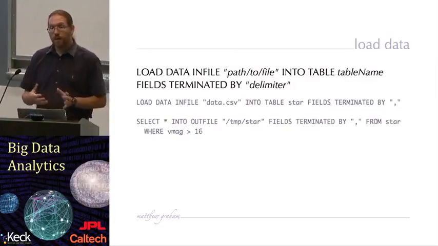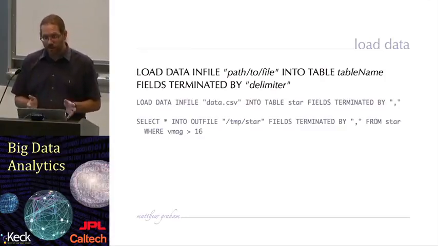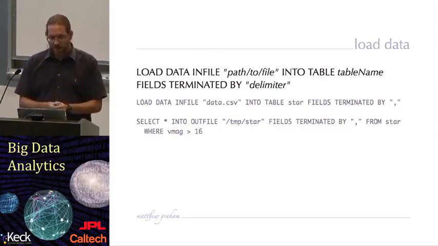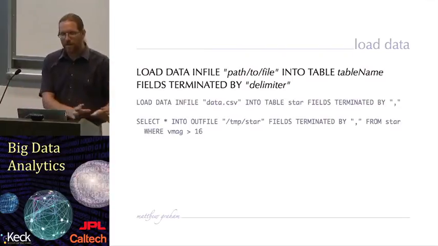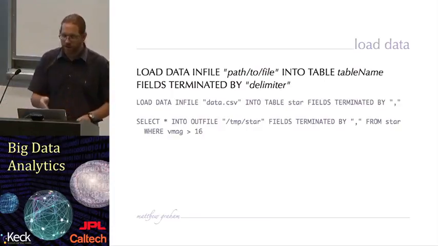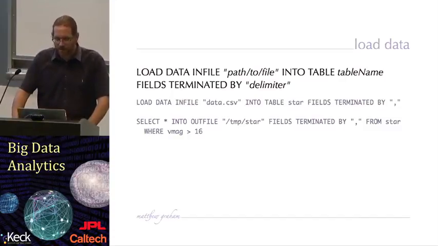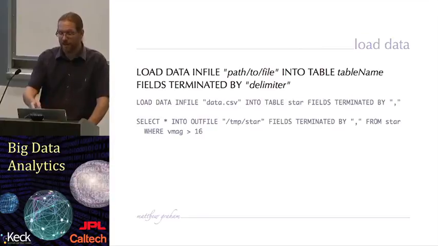If I want to do a bulk load of data into a table, I can, in MySQL, use the load data statement, and the syntax here is as specified. I'm loading data infile, and then I specify what the path to the file on my hard drive is, into table with the table name, which has been already created with the appropriate fields. Fields terminated by a delimiter. That's saying that the fields in the file that I've got on my hard drive are separated by a particular syntax. So in this case, load data infile, I've got a comma-separated variable data file into table star. The fields are terminated by commas.